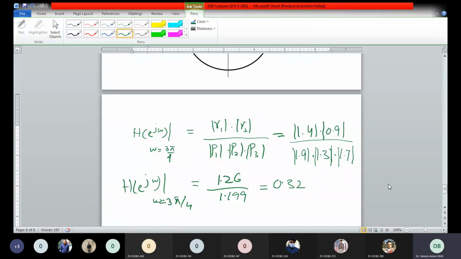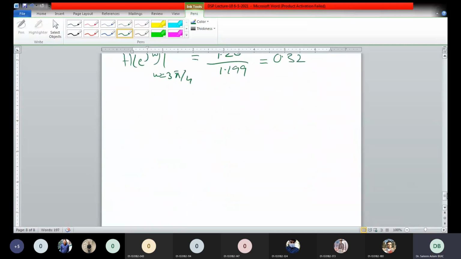So now we need to draw a rough sketch of this diagram. So you can say that the rough sketch of this one would be 3 pi by 4. This is pi by 2, pi by 4. It would be like this.